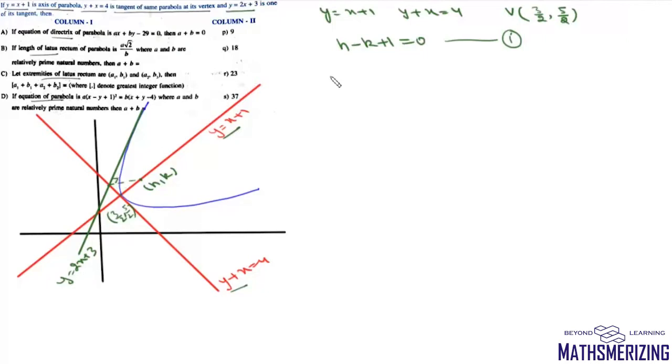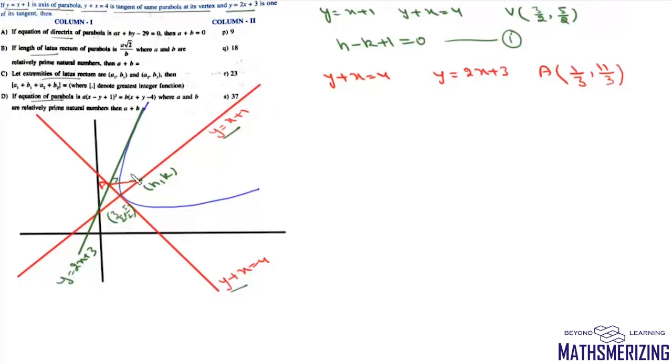This point of intersection we'll find through this tangent at vertex, which is y plus x equals 4, and this tangent, which is y equals 2x plus 3. So we'll replace y with 4 minus x. We'll get x as 1 by 3. Say this point is A. So the coordinate of this point A is (1/3, 11/3).